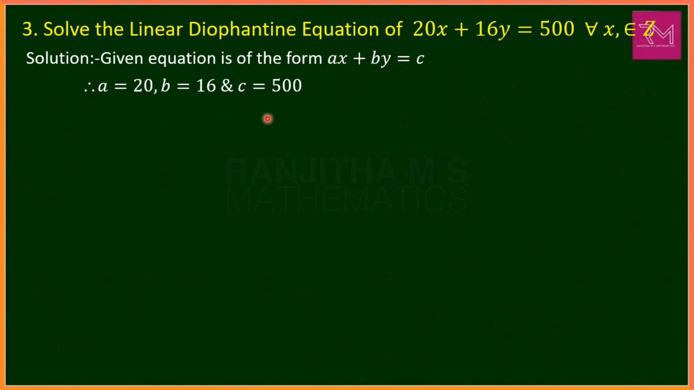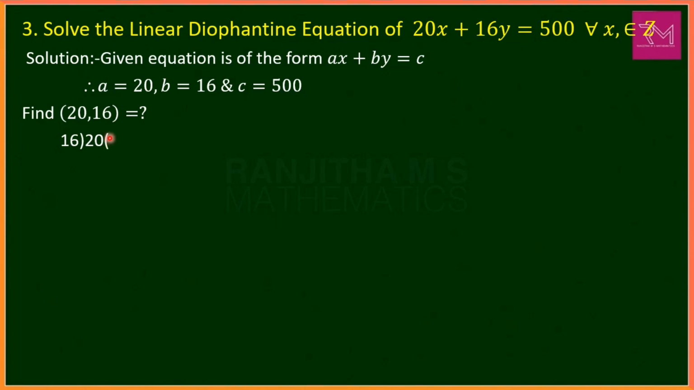Once we find the a, b, c values, next we have to find the GCD of a and b. Here a is 20 and b is 16. So we have to find the GCD of 20 and 16. That is, we have to divide the greater value 20 by the smaller value 16. Here 20 is the dividend and 16 is the divisor. Here for the quotient, if we multiply 16 into 1, we get a value of 16.